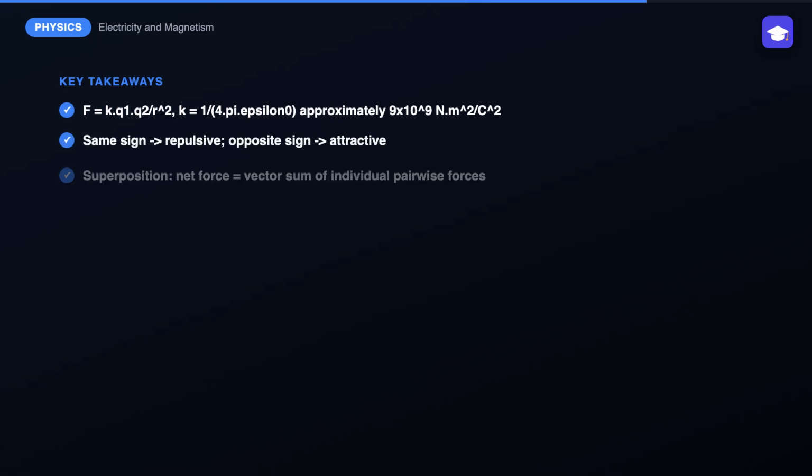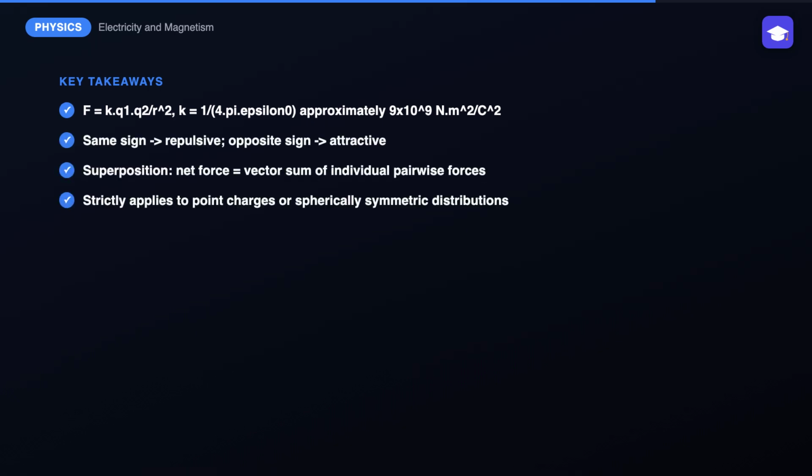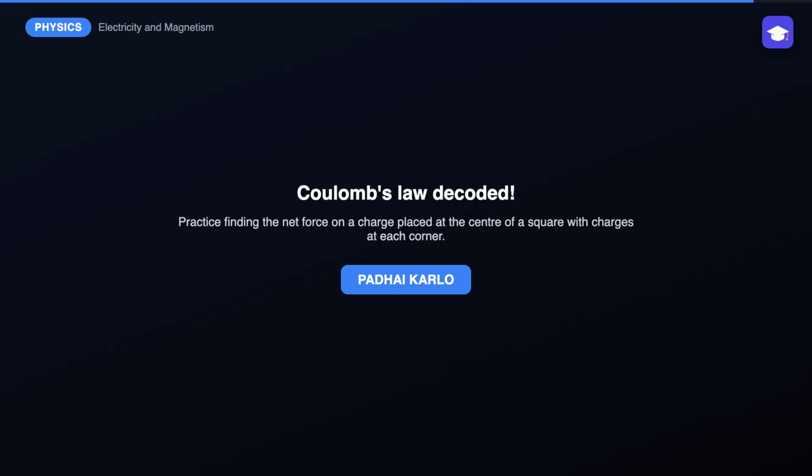Let's recap. Coulomb's law states F equals K Q1 Q2 over R squared, with the force acting along the line joining the charges, attractive for opposite signs, and repulsive for the same sign. For multiple charges, the principle of superposition lets you add individual pairwise forces as vectors to find the net force. Remembering to resolve forces into components before summing, and that Coulomb's law strictly applies to point charges, are the keys to avoiding common errors. Keep the inverse square formula and the vector superposition principle sharp. They're the foundation for every electrostatics problem that follows.